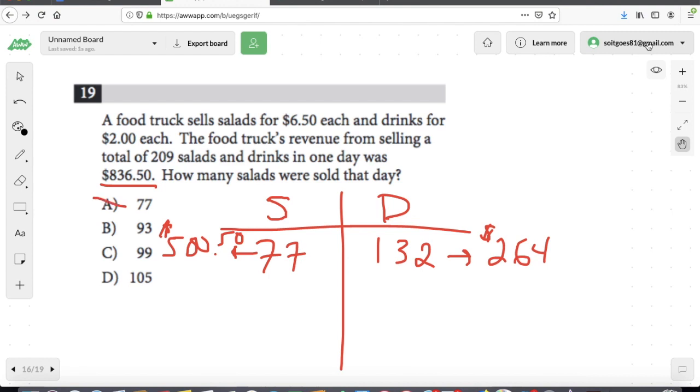How do I test answer choice B? Change the values. 93 salads, how many drinks? Oh, my bad. 116. How much revenue from the drinks? That would be 232.